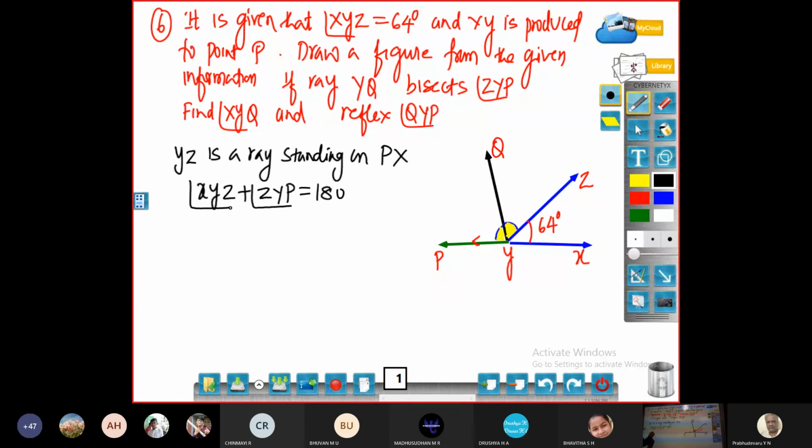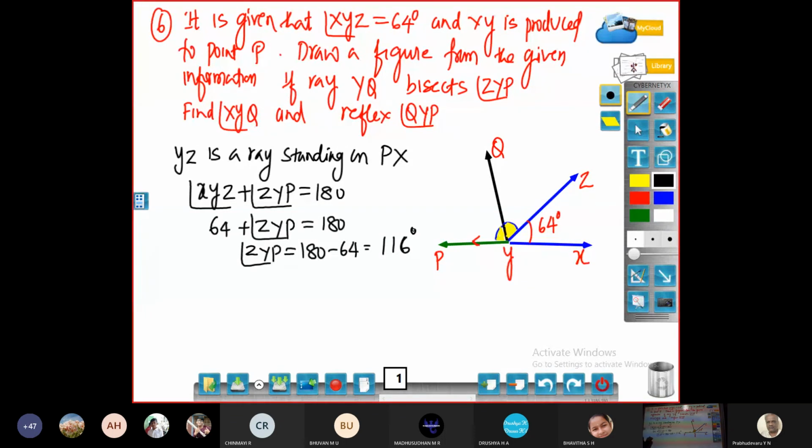Angle XYZ is equal to 64 degrees, you can substitute. Therefore ZYP will be equal to 180 minus 64. Subtract this. Sir, 116 degrees. You got angle ZYP. So here ZYP is 116 degrees.